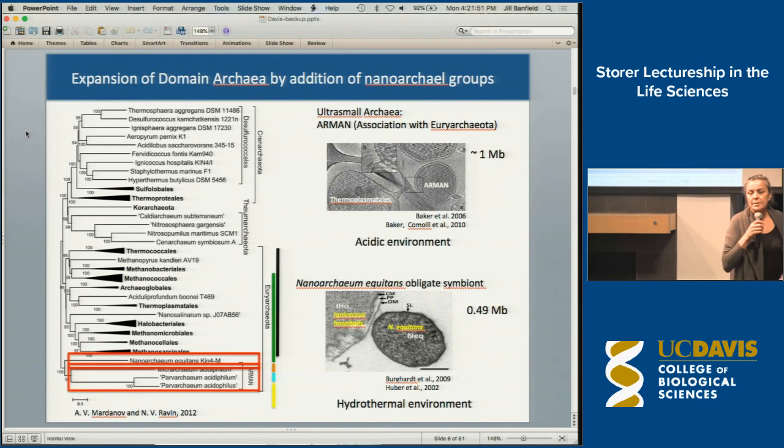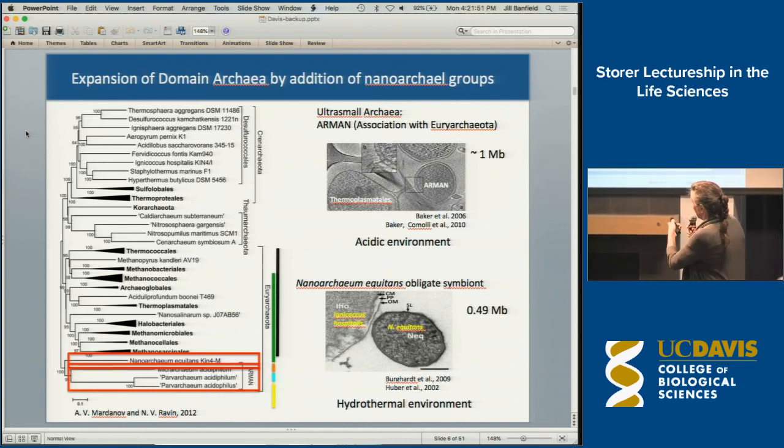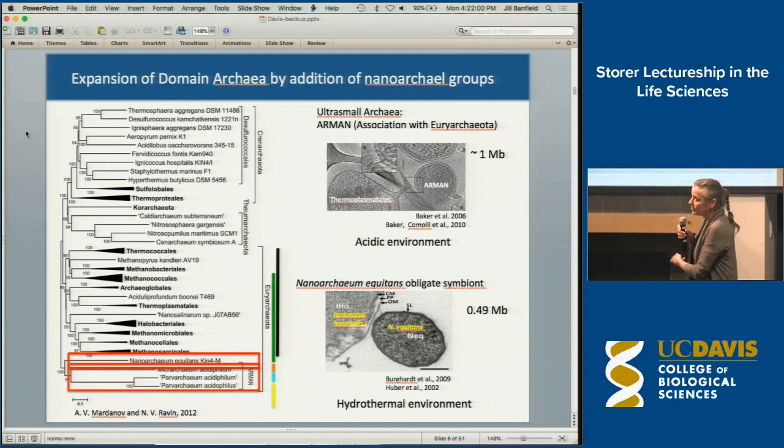So let me put this in context of what was known some time back now of the tree for archaea. Here we have the well-known and well-recognized archaea. Don't worry about the names. It's basically the major groups. And in the red boxes, we have this group, which we are now calling the Micrarchaeota and Parvarchaeota, basically the Armans from acid mine drainage.